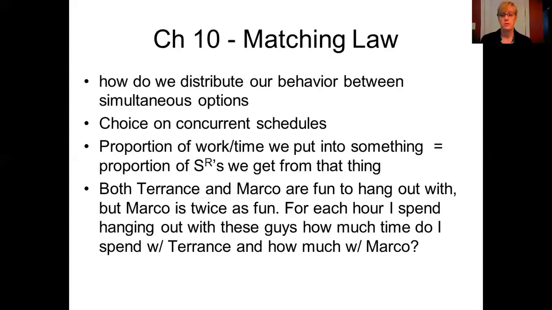If one is twice as much fun, out of that 60 minutes, how much time do I spend with each? Well, if Marco is twice as reinforcing as Terrence, I want to break up my hour so that I have twice as much time with Marco as I do with Terrence. So out of 60 minutes, how do I break it up? If I spent 20 minutes with Terrence and 40 minutes with Marco, that would be this 2-to-1 ratio that matches how reinforcing they are. I'd spend 40 minutes with Marco, 20 minutes with Terrence, twice as much with the person who's twice as much fun.